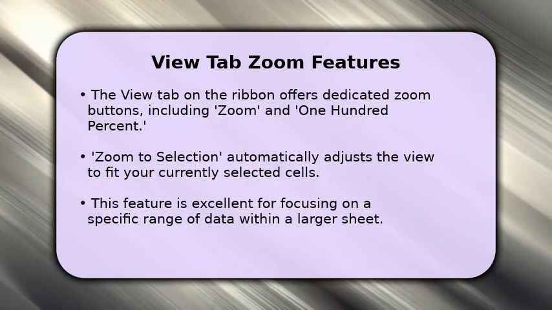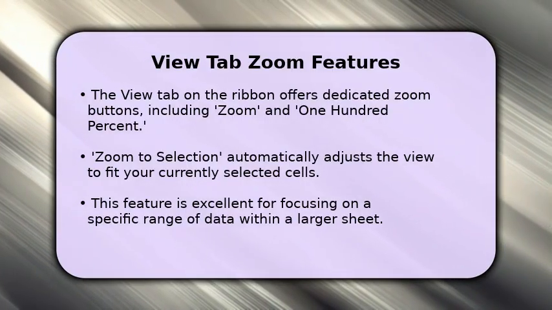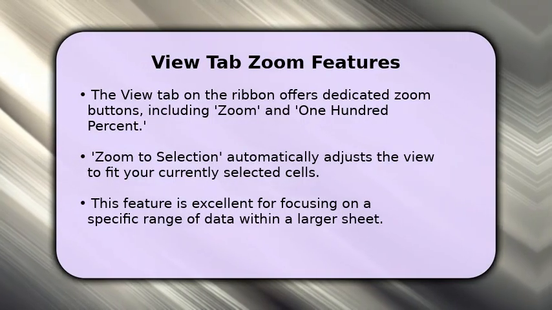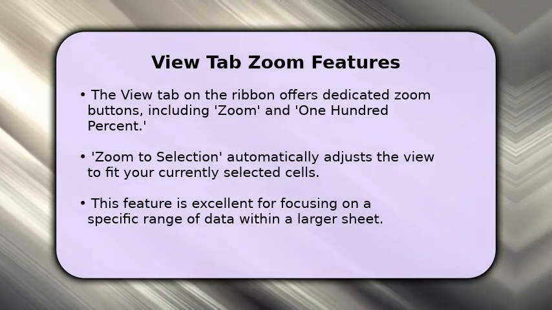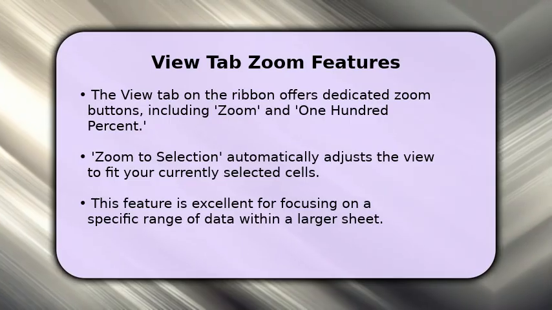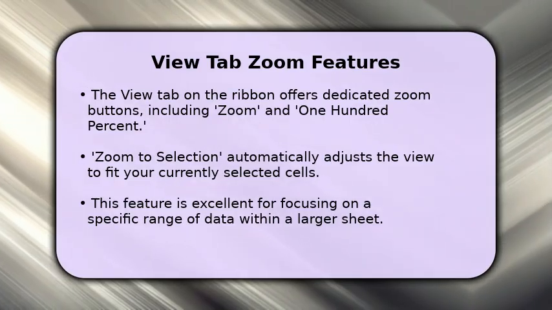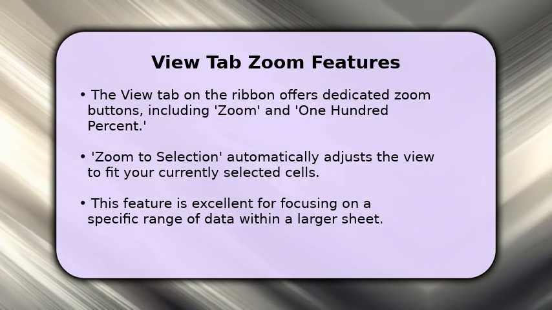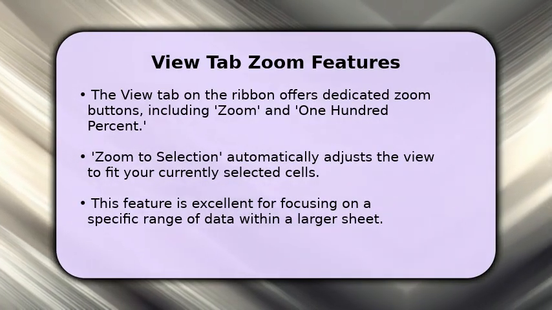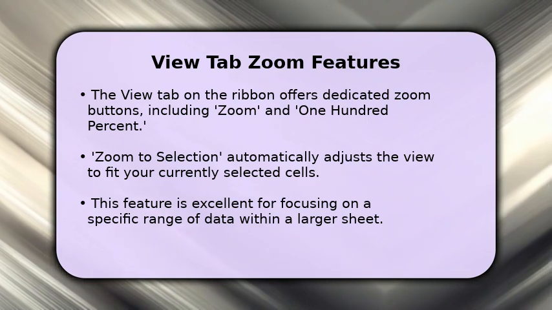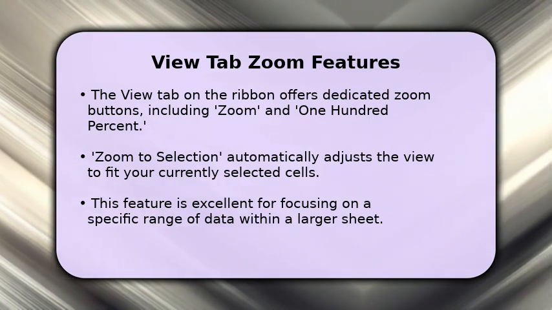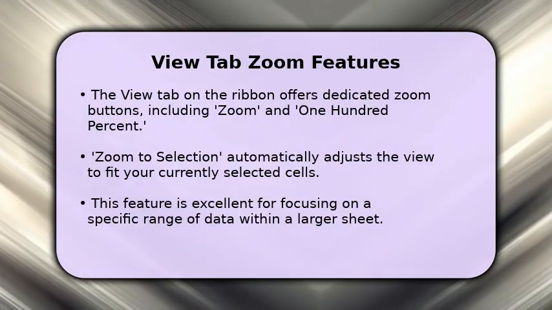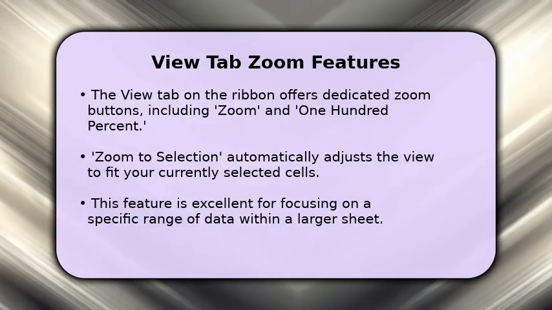Finally, the View tab on the Excel ribbon provides several dedicated zoom features. You will find a zoom button that opens the familiar dialog box and a 100% button to instantly return to the default view. A particularly powerful option is Zoom to Selection. After highlighting a range of cells, clicking this button will automatically adjust your zoom level so that your selected area perfectly fills the window, making it ideal for detailed analysis of specific data.